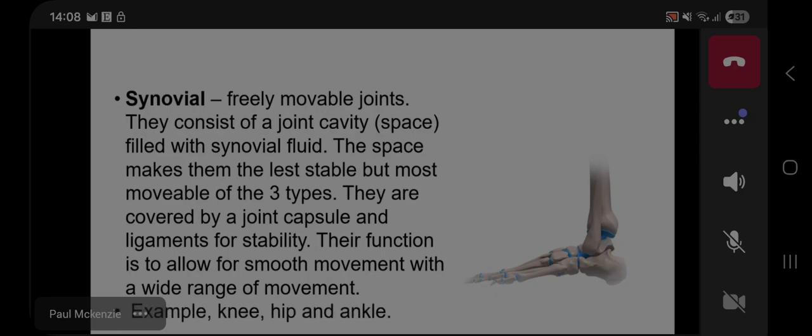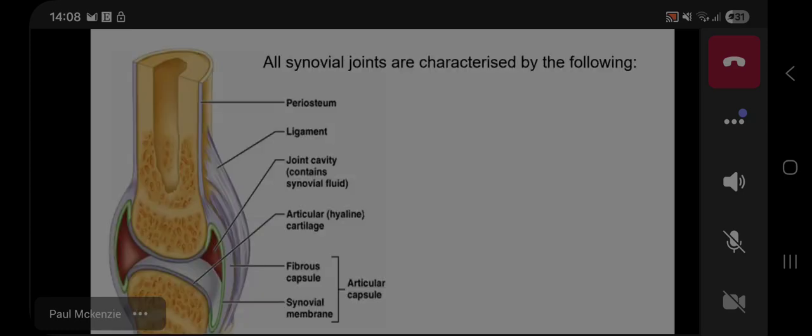Okay. So examples of synovial joints are knees, hips, ankles. You can go through them all. Shoulder girdle, shoulder joint, hip, fingers, toes. All of those are examples of synovial joints. Now, within your workbook, you have to label a typical example of a synovial joint. So here's a representation of one.